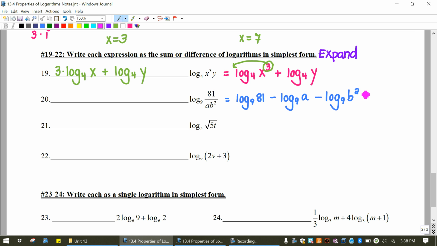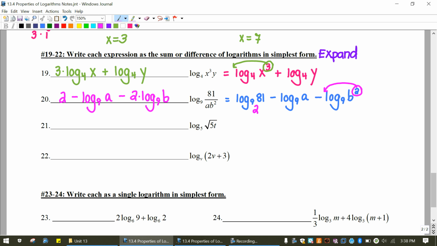And then there's two things we need to clean up here. This exponent on this last term needs to go in front. And then also, 9 to what power is 81? That's a 2. So the complete simplification here would be 2 minus log base 9 of a minus 2 times log base 9 of b.